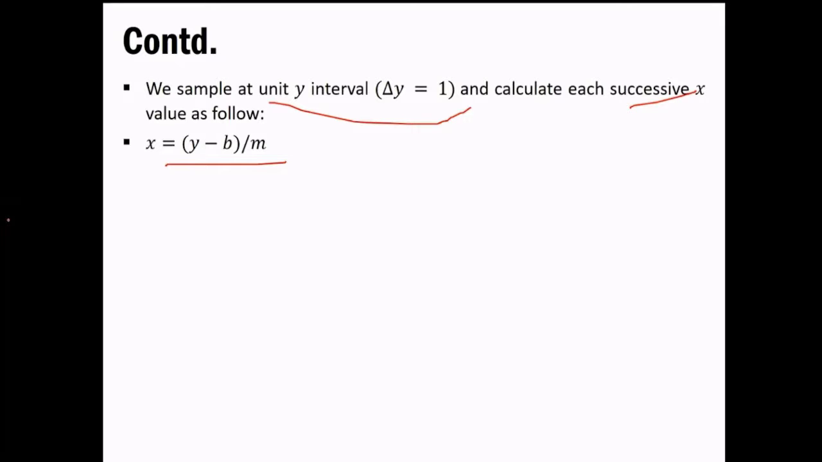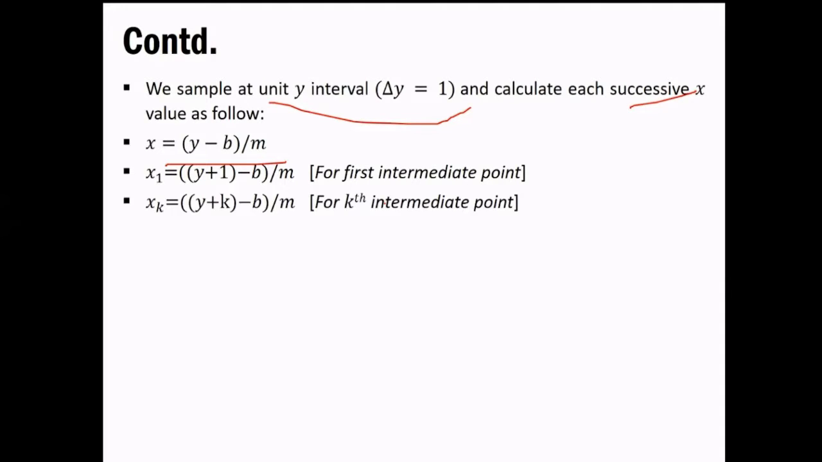That is a simple thing in mathematics. Okay, and a similar thing needs to be adapted over here. That is for the first intermediate point. Similarly for the kth intermediate point. So for the first intermediate point, what you have to do is put y plus 1 in place of y. For kth, what you have to do is y plus k.